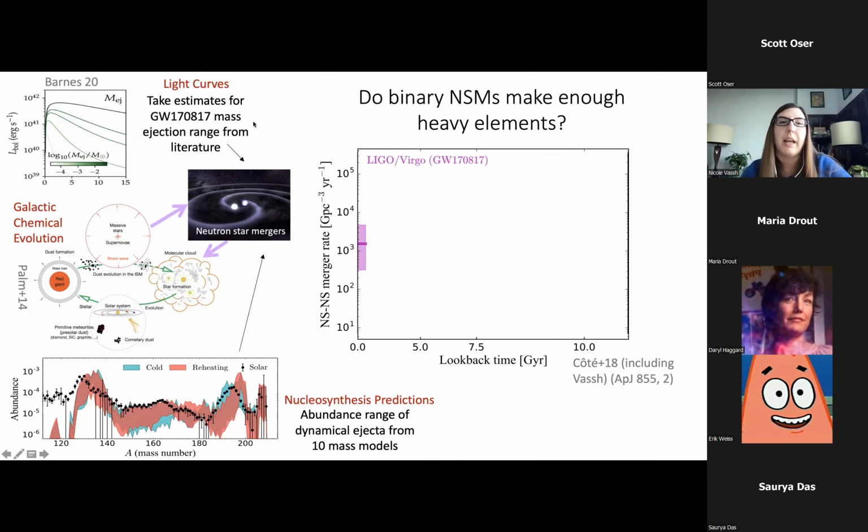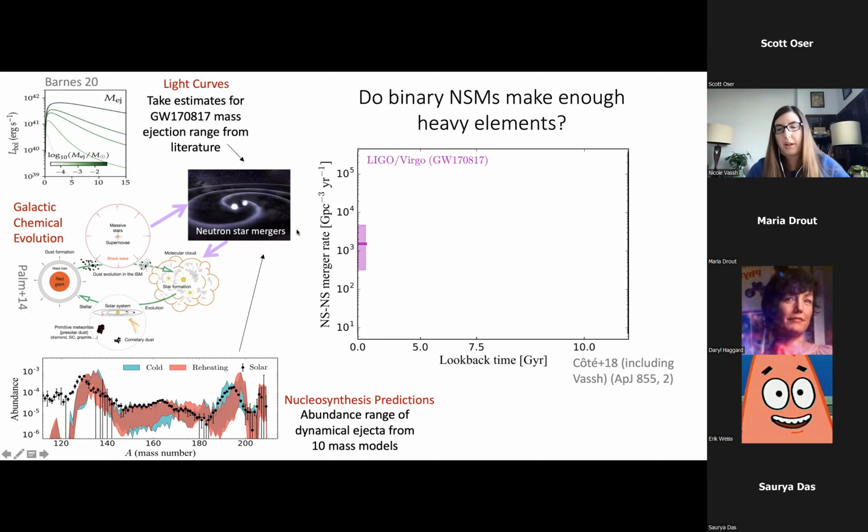So we took light curves to give the mass ejection range from the literature of GW170817, along with nucleosynthesis predictions. You can see this is using 10 different theoretical nuclear models. We have to take into account that we don't know the abundance pattern that neutron star mergers produce.